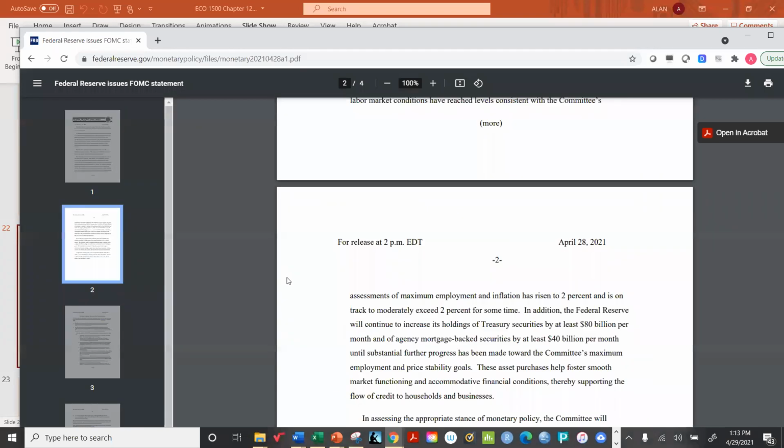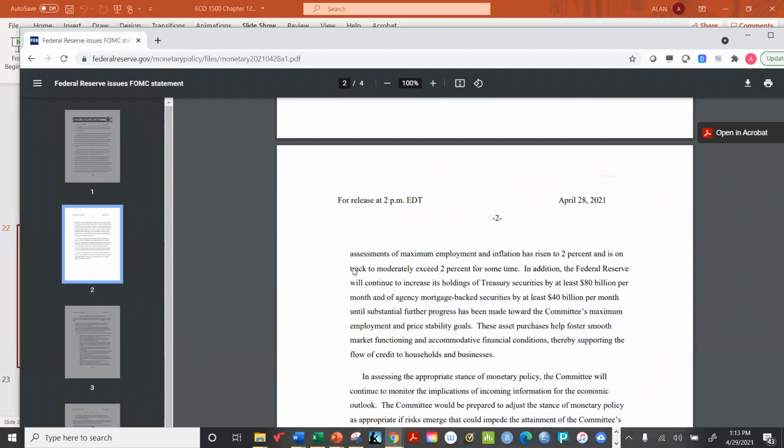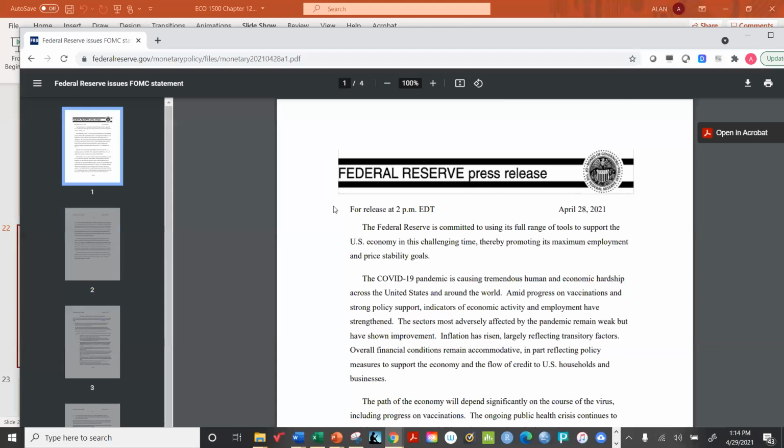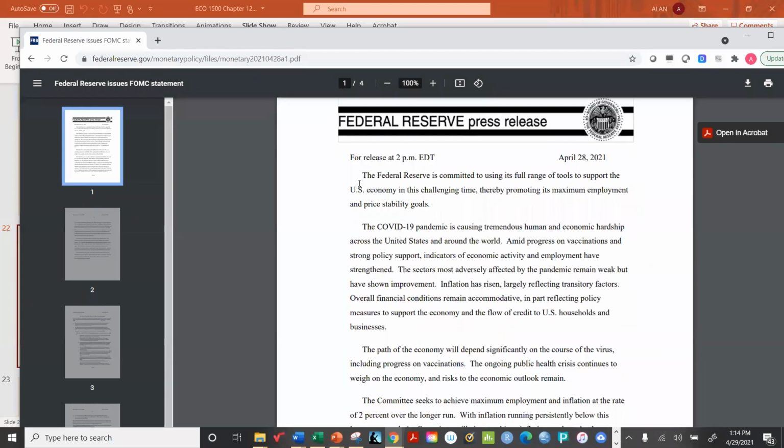Now, here, of course, this is something that never had to be dealt with in past meetings. There was no COVID until last year, of course. So the COVID is causing tremendous human and economic hardship, and indicators of economic activity and employment have strengthened. The sectors most adversely affected by the pandemic remain weak, but have shown improvement. Inflation has risen, largely reflecting transitory factors. That means that it has, but only due to temporary factors, which means that it sounds like they're optimistic that inflation is still under control.